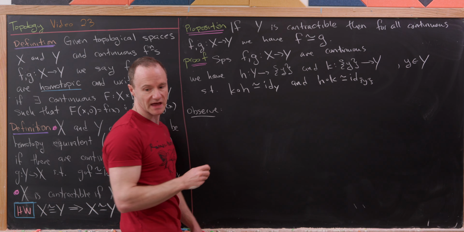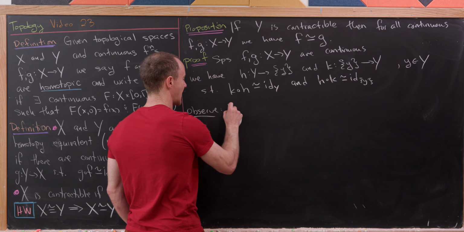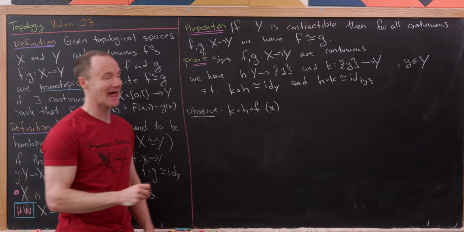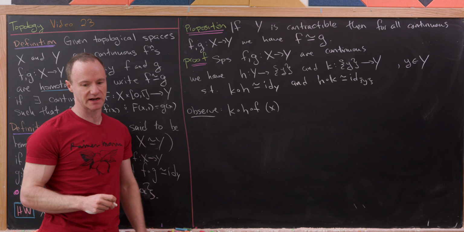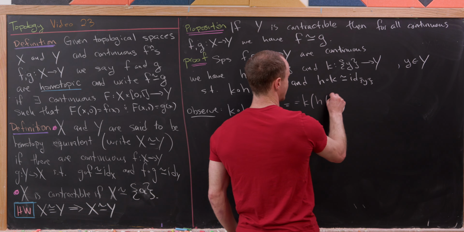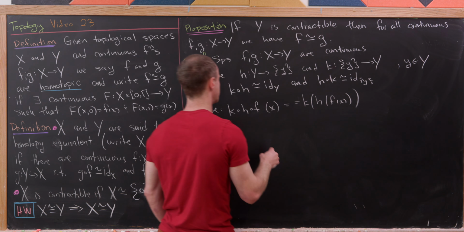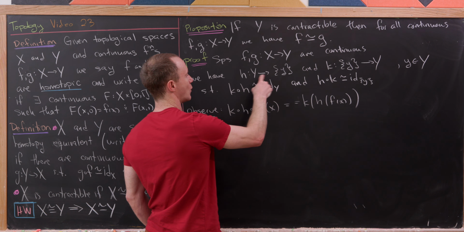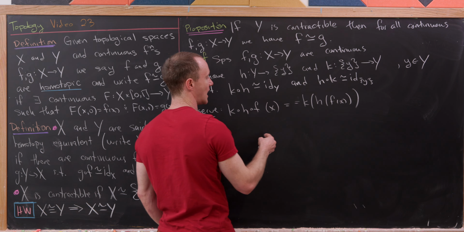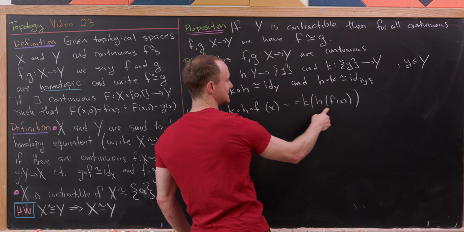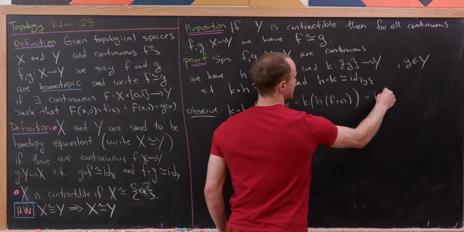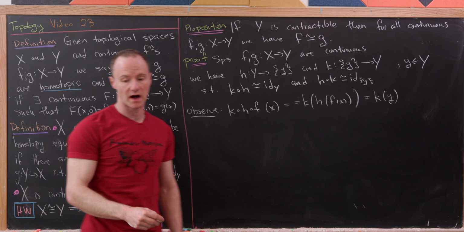So let's observe that if we take k composed with h composed with f, and we evaluate that at x, where this x is arbitrary inside our topological space X, this is going to give us k of h of f of x. Okay, great. But now let's observe that h goes from Y to the singleton. That means it takes everything in Y just to this little y. But what does that mean? That means this whole thing is just our little y. In other words, this thing right here is k evaluated at y.